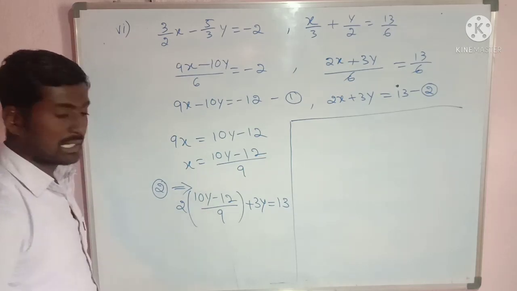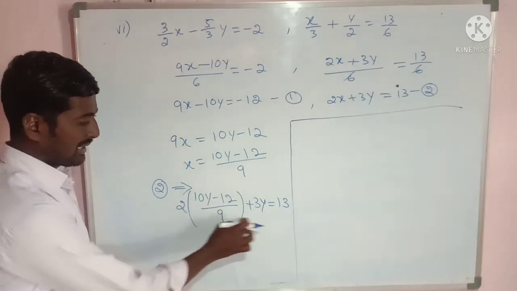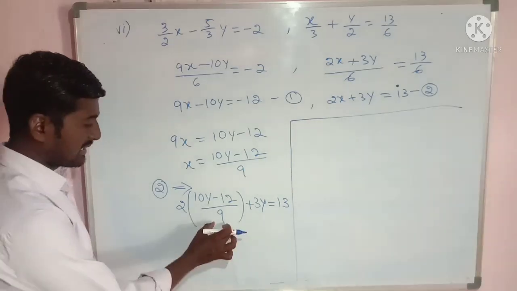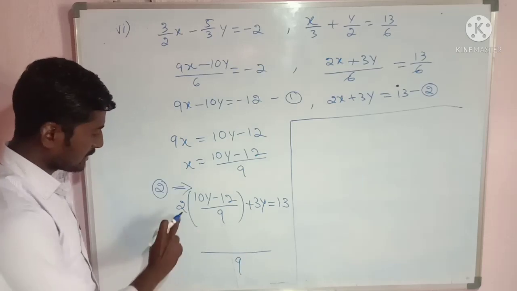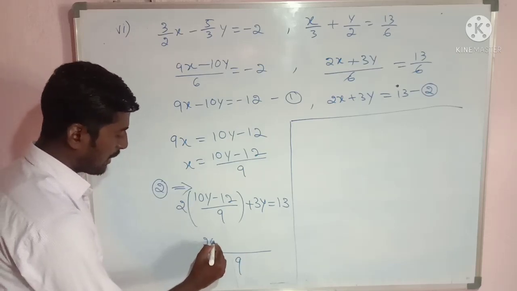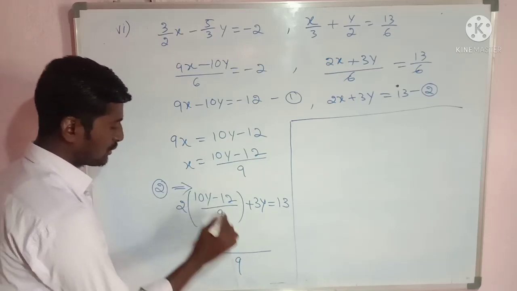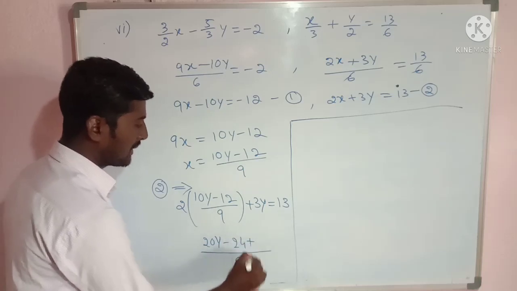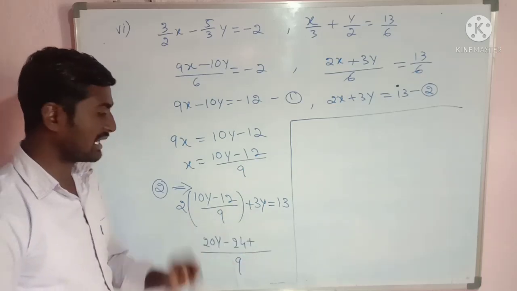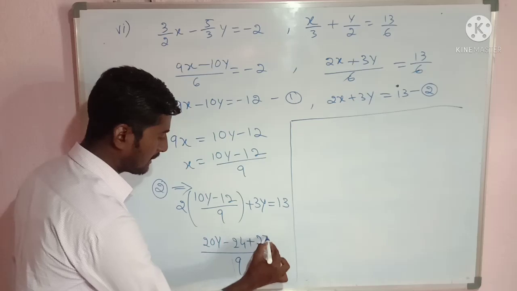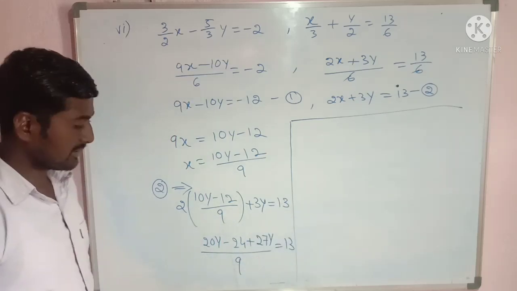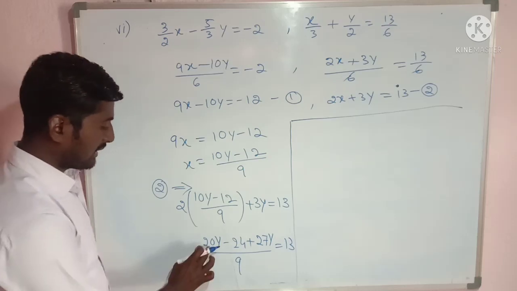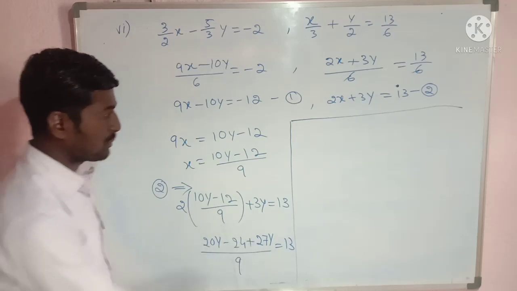Now let us multiply this. At the same time, we can take LCM. So here the LCM will be 9. This will become 10 2s are 20y minus 12 2s are 24 plus 9 3s are 27y, is equal to 13. Right? Now 20 plus 27, that is 47y.